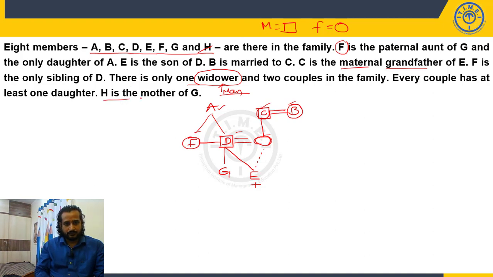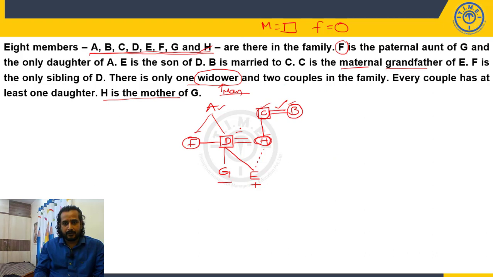And what is the next clue? H is the mother of G. G is here. So H is a mother. So all the 8 persons are placed. And we have 8 persons in the family, and every couple has at least one daughter. But this couple having E son, so G has to be a daughter.